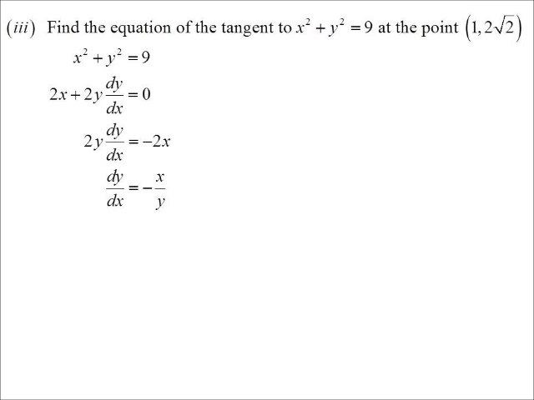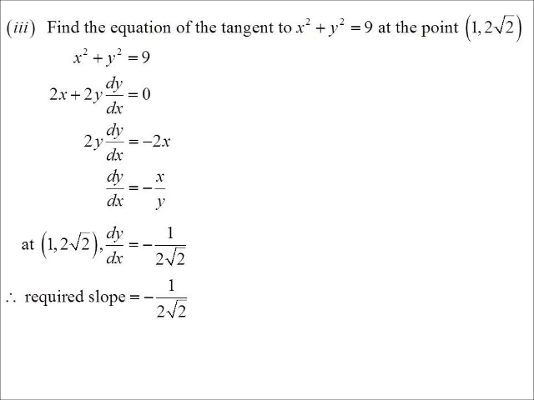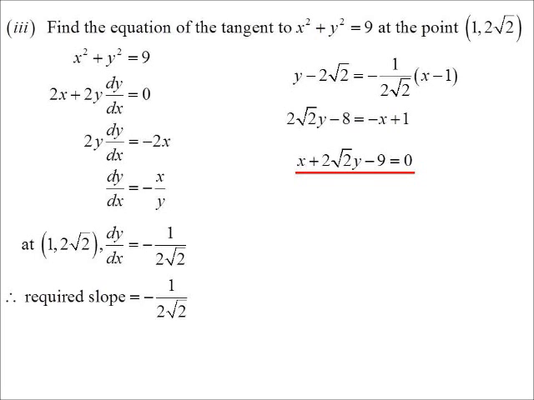As I was saying before, with the circle, in order to get a unique one, we're going to have to put in both the x and the y value. So sub in the x and the y value, we get minus 1 on 2 root 2. There's our point, there's our slope, and just like we always do, point slope formula. We don't change it, it's the same point slope formula as always. So y minus the y value, slope x minus the x value, and tidying that up, I've got it in general form, but there's the equation of the tangent at that particular point.